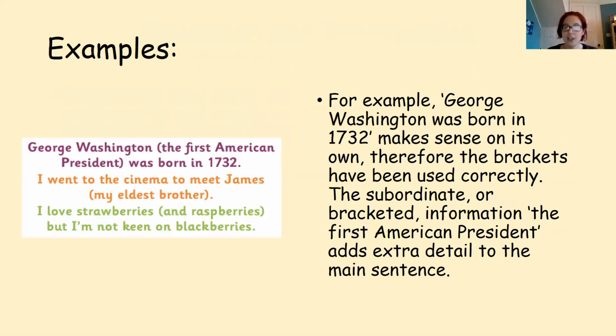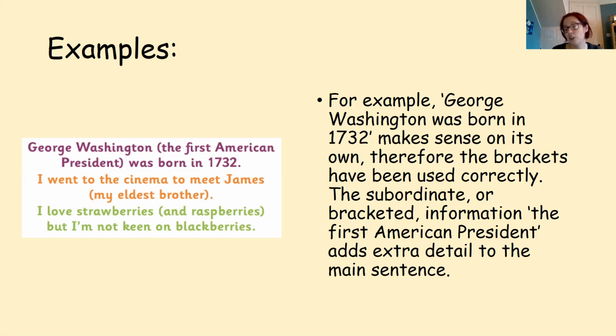George Washington, the first American president, was born in 1732. I went to the cinema to meet James, my eldest brother. I love strawberries and raspberries, but I'm not keen on blackberries. So you can see in the first sentence here, George Washington, the first American president, was born in 1732, that actually if we take the brackets out and the information in the brackets out, we get George Washington was born in 1732. That makes sense on its own. So therefore the brackets have been used correctly.